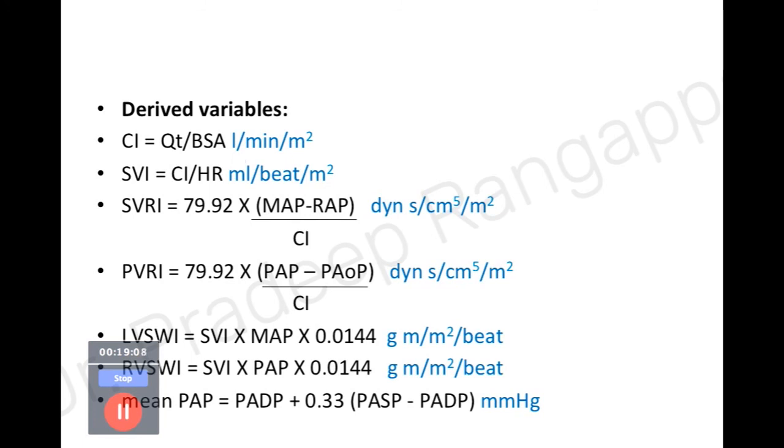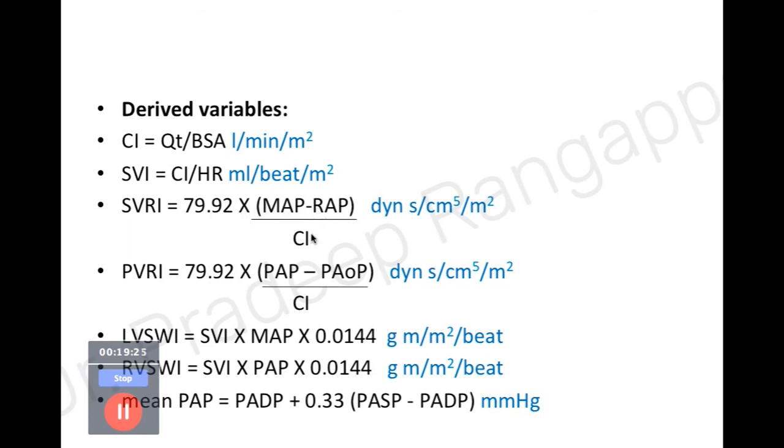And once you have cardiac index, you can calculate stroke volume index, which is cardiac index divided by heart rate. Once you have cardiac index, you can also calculate SVRI, which is systemic vascular resistance index, by this formula: 79.92 into MAP minus RAP divided by cardiac index.